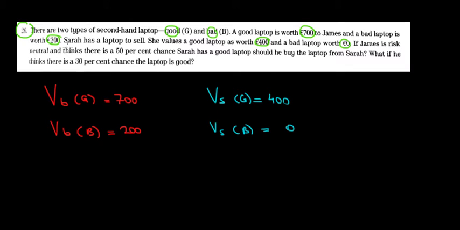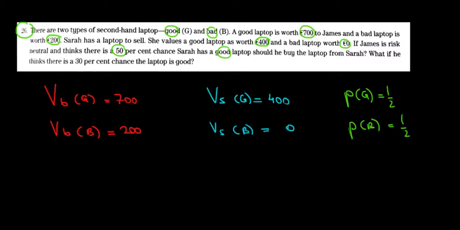Now if James is risk neutral and there's a 50% chance that Sarah has a good laptop, is he gonna buy it or not? So I've written here the data, what matters. The valuation of the buyer, who is James, of a good laptop is 700. The valuation of a bad laptop for the buyer is 200. And then here we have it for the seller, 400 and 0. At the moment the probability of getting a good laptop from the seller is 1/2, which means that the probability of getting a bad laptop from the seller is also 1/2, since both of them have to add up to 1. Now the question is, is James gonna buy or not?